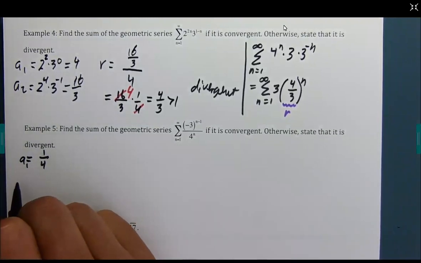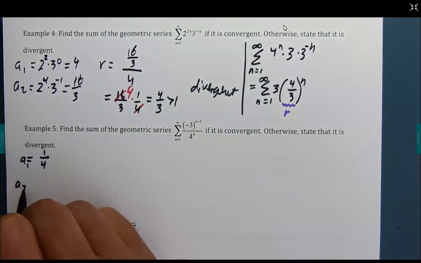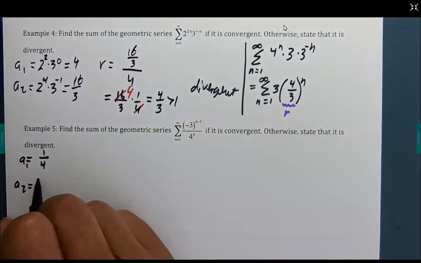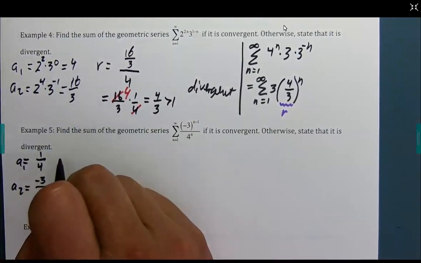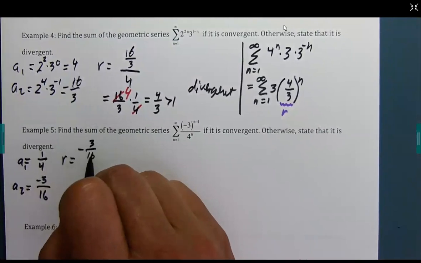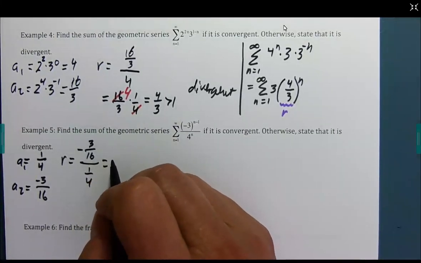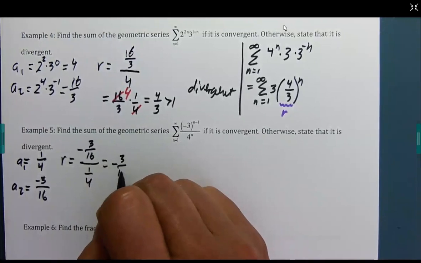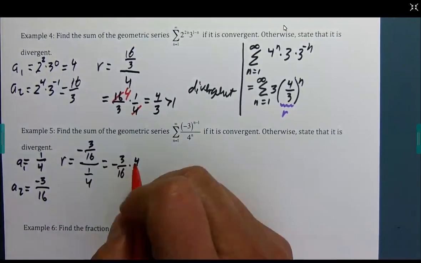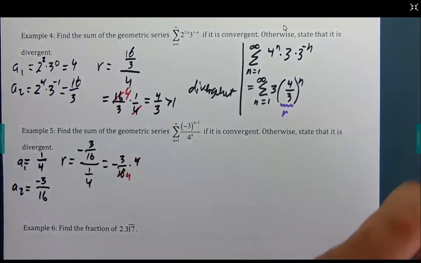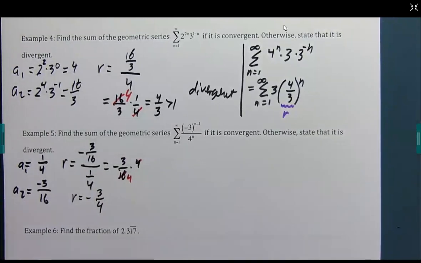Let's see what our second term is and come up with our R. It's going to be negative 4/3. You can kind of see it there. So when A equals 2, that's going to give me negative 3 up top, and 16 on the bottom. So our common ratio is going to be negative 3/16 over 1/4. Flipping that all around, that's 3/16 times the reciprocal, which is 4. So R equals negative 3/4, which is between negative 1 and 1. So we're good to go.